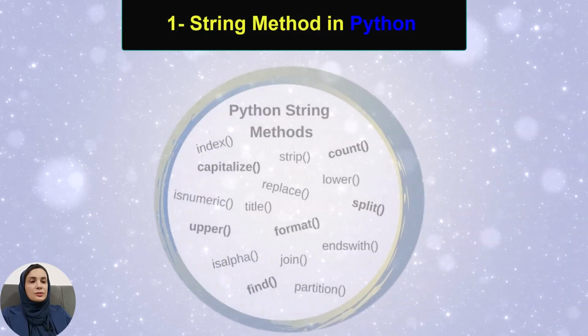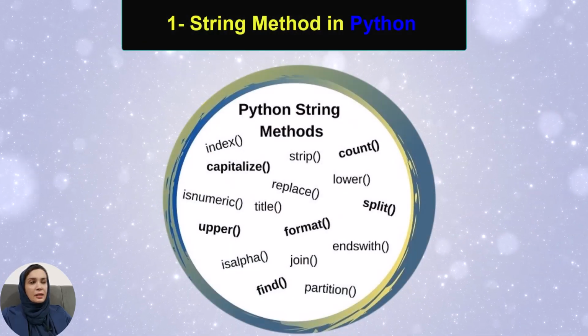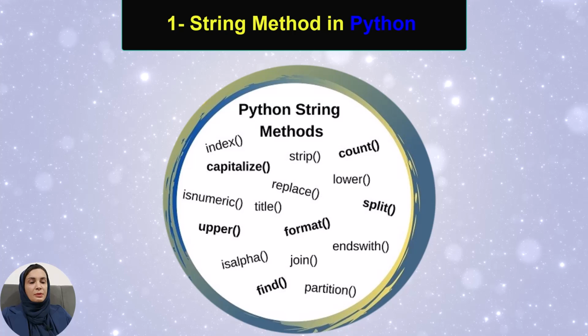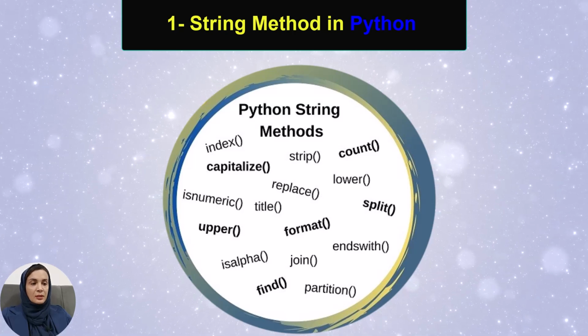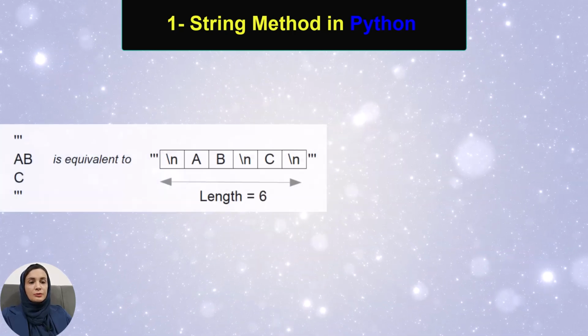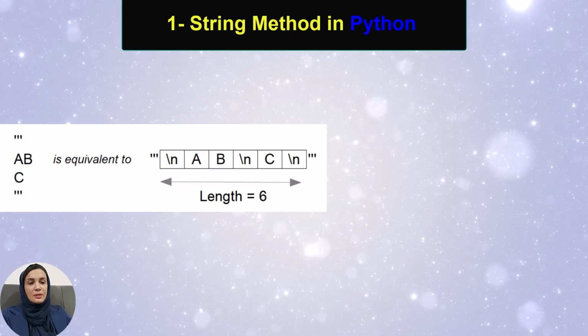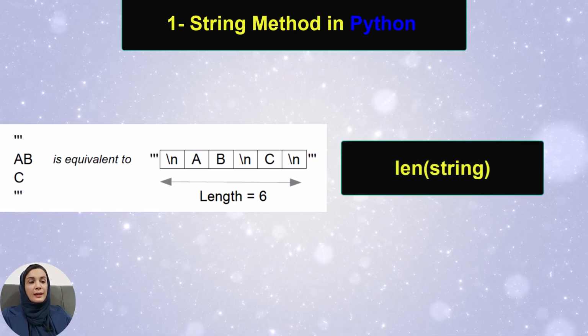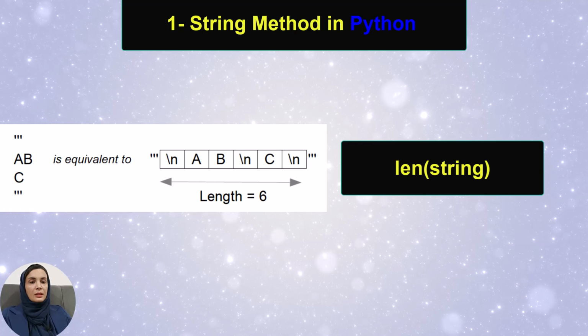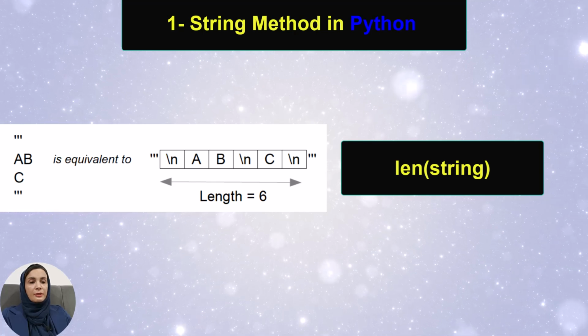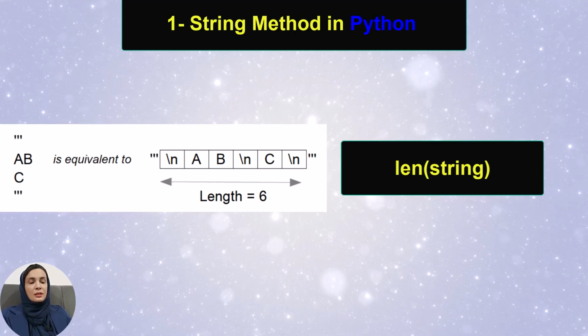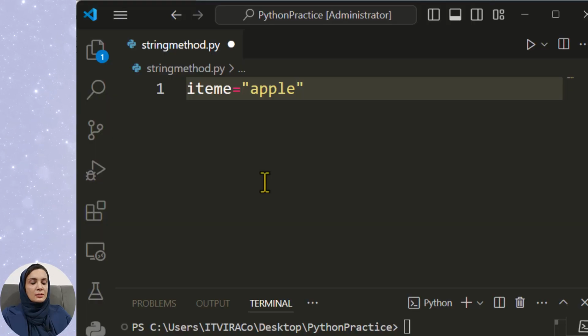I want to introduce you to string methods in Python. String methods allow us to perform various operations on a string. If we want to find the length of this string, we can use len. Len is a predefined function we can use on the string data type like this.